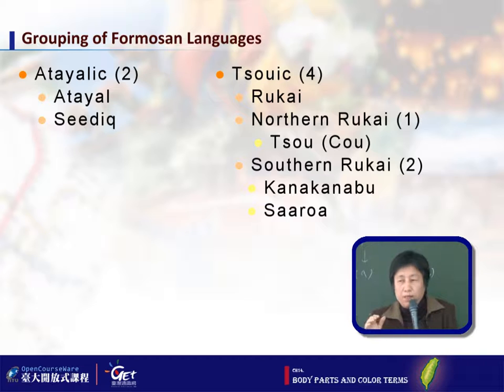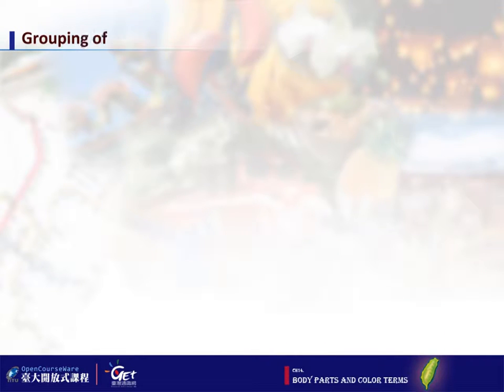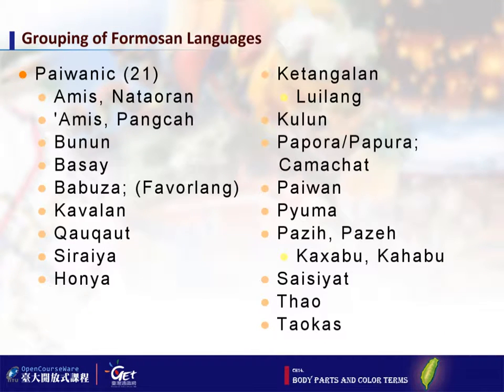And as I said, 3 out of 4 branches are in Taiwan. So just showing some of the languages here. One group is Atayal, one is Tsou, 2 languages in that group. And then Rukai, Tsou, Kanakanavu, and Saaroa, there are 4 languages. And then Paiwan is the largest group. There are 21 languages belonging to that particular group.